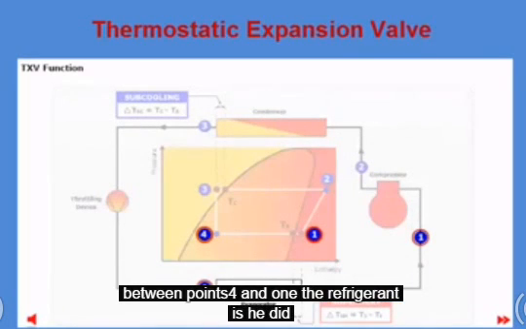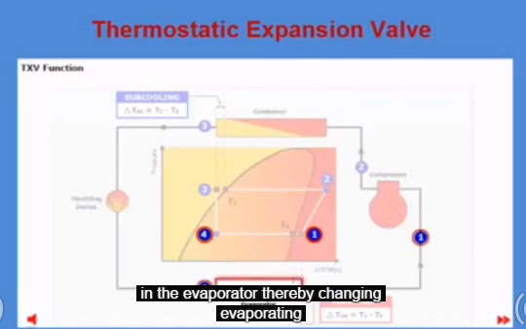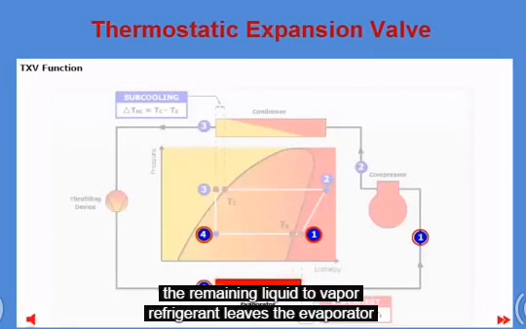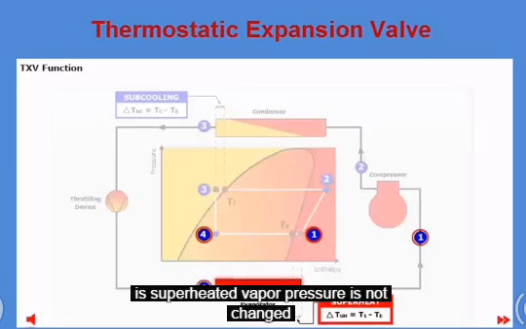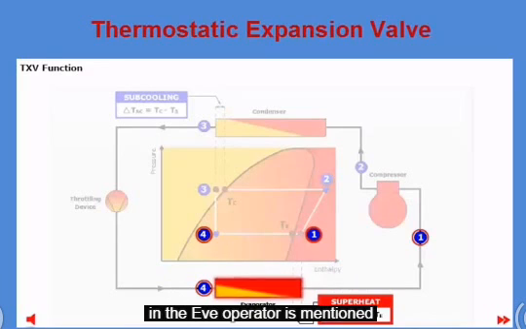Finally, between points 4 and 1, the refrigerant is heated in the evaporator, thereby evaporating the remaining liquid to vapor. Refrigerant leaves the evaporator as superheated vapor. Pressure is not changed in the evaporator.